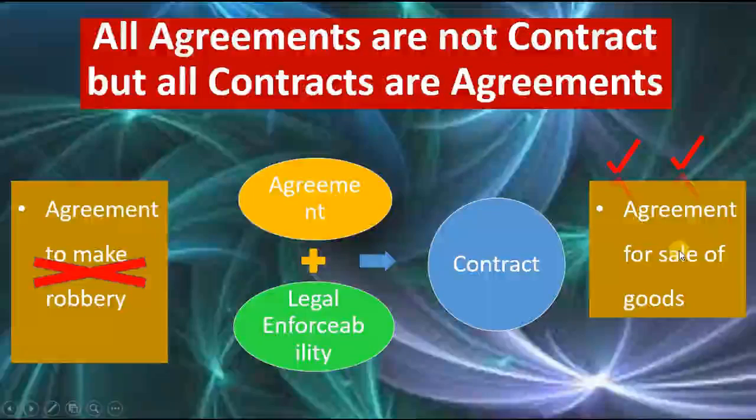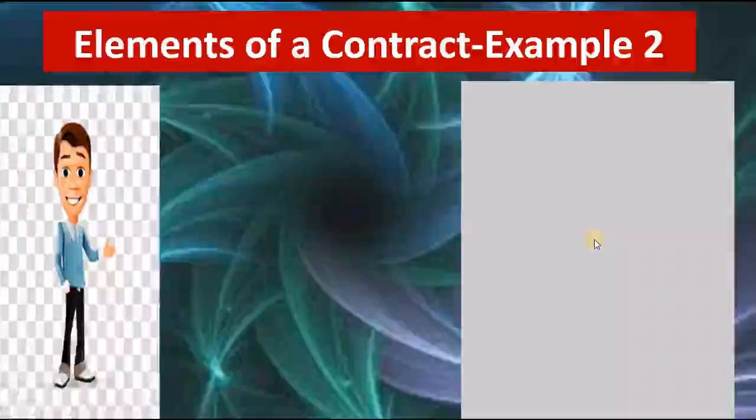Here, it is both an agreement and a contract. Which proves that all agreements are not contracts. It's an agreement, but it's not a contract. But here, it is both an agreement and a contract. So let us see one more example.